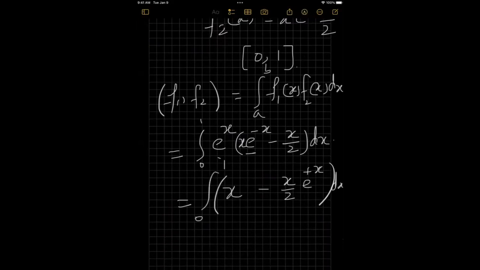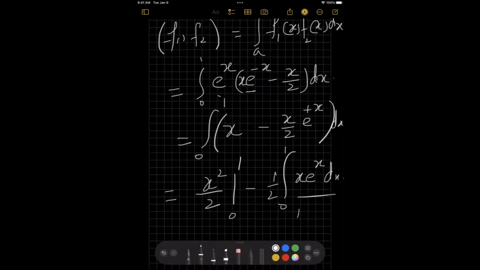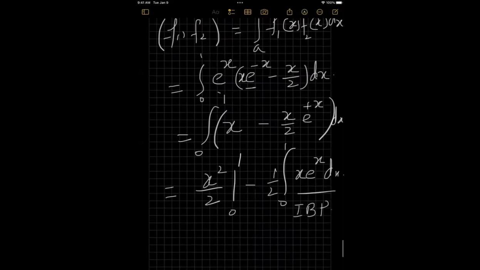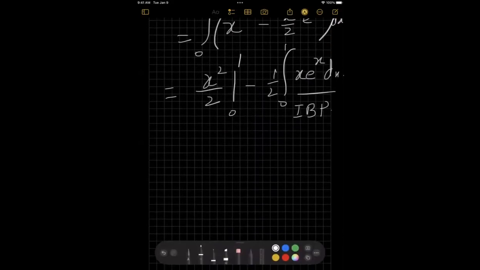So here you can solve and find out whether it is 0 or not. Okay, so let's solve it. x squared by 2 from 0 to 1, minus 1 over 2 times x e raised to power x from 0 to 1 dx. Here you will use integration by parts and in 1 or 2 steps you will be done. I hope you can do it now. I will stop here.